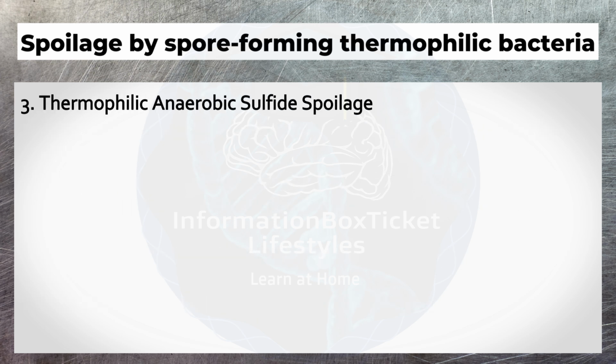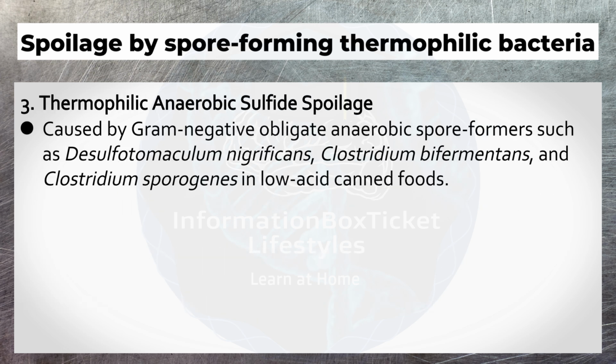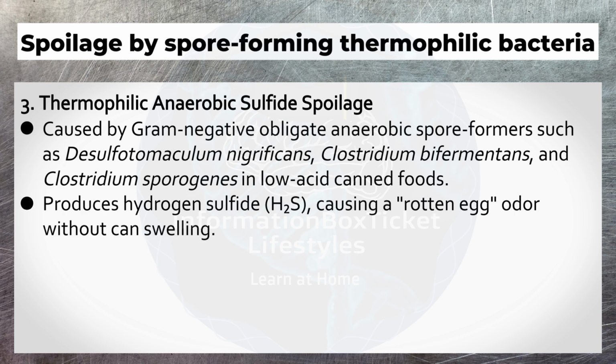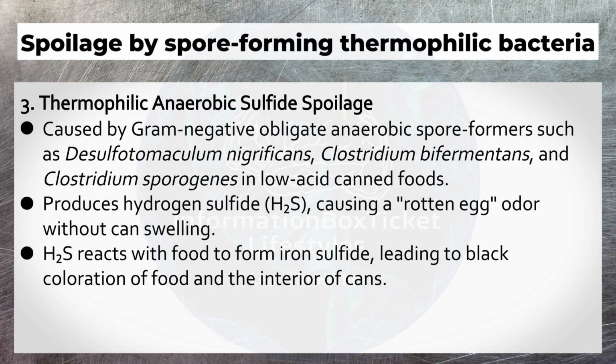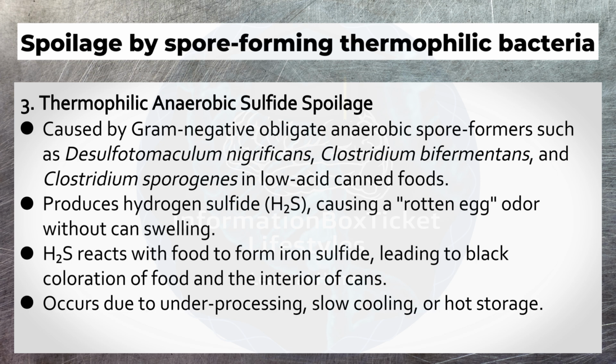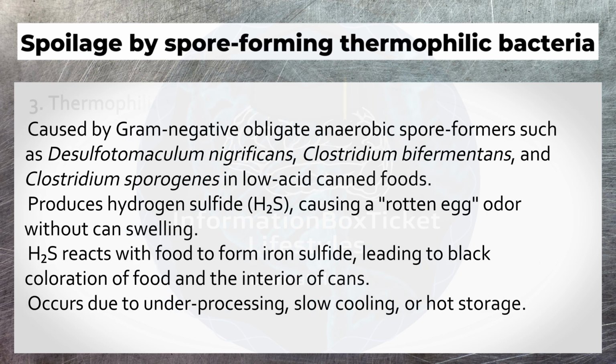Third, thermophilic anaerobic sulfide spoilage, caused by gram-negative obligate anaerobic spore formers such as Desulfotomaculum nigrificans, Clostridium bifermentans, and Clostridium sporogenes in low-acid canned foods. Produces hydrogen sulfide, causing a rotten egg odor without can swelling. Hydrogen sulfide reacts with food to form iron sulfide, leading to black coloration of food and the interior of cans. Occurs due to underprocessing, slow cooling, or hot storage.